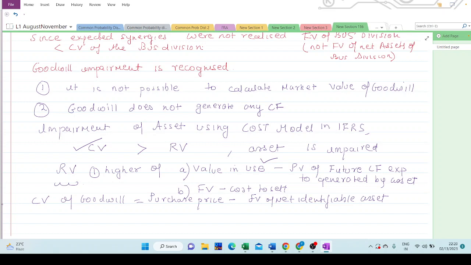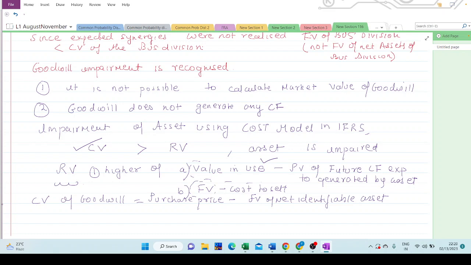So we cannot calculate the value in use of goodwill, because what is value in use? It's the present value of future cash flows expected to be generated by goodwill. But goodwill does not generate any cash flows, so we can't calculate the value in use of goodwill. And we've already said that goodwill alone can't generate cash flows.